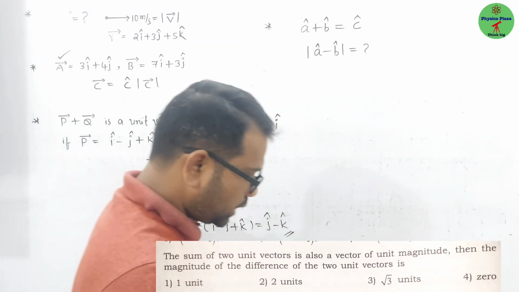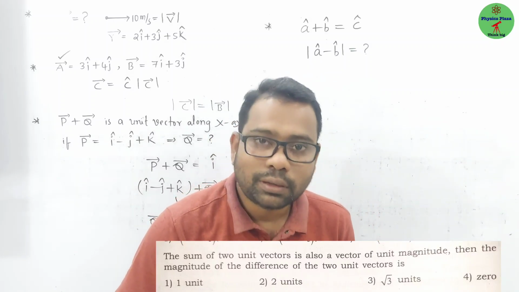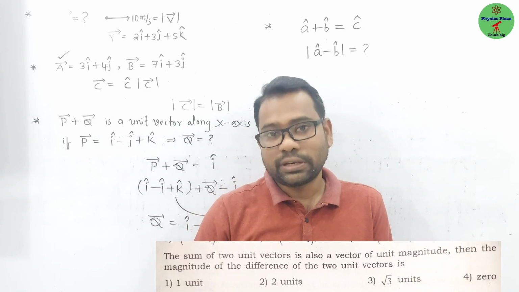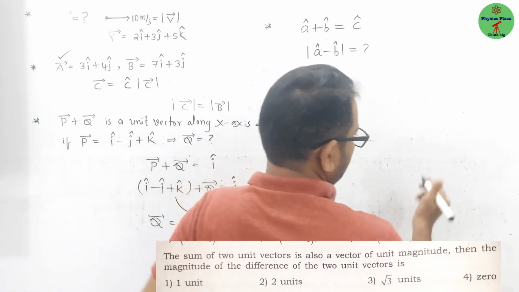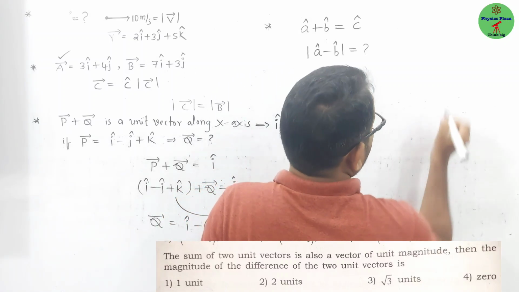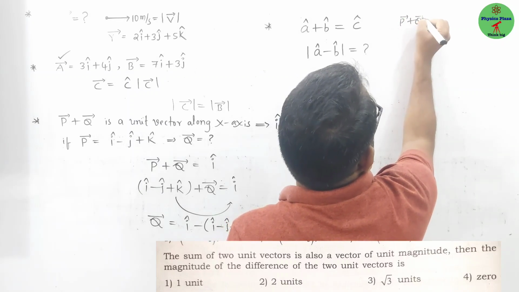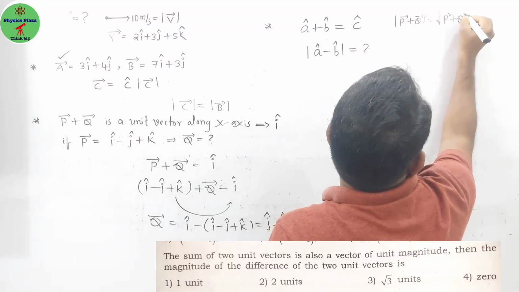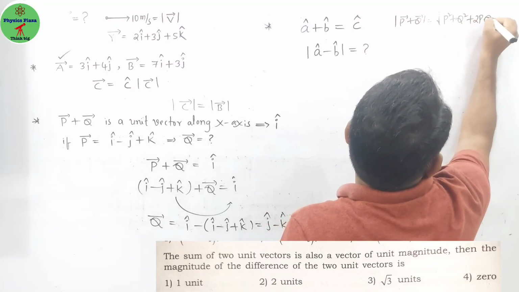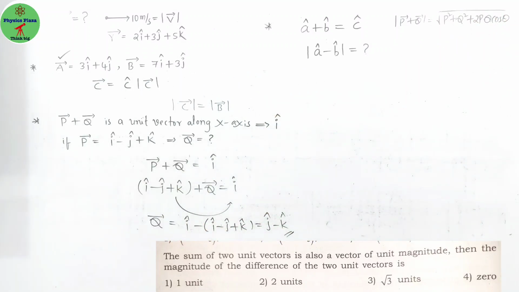Children, why are we discussing this numerical here? Because it is purely related to the unit vector. But here the parallelogram law of vector addition is also involved. So once I tell you the formula, later we will have a discussion. What is that formula, children? Let me write here. The magnitude of vector P plus vector Q can be written as square root of P square plus Q square plus 2PQ cos theta. Remember this formula. Later we will discuss in detail the parallelogram law of vector addition.